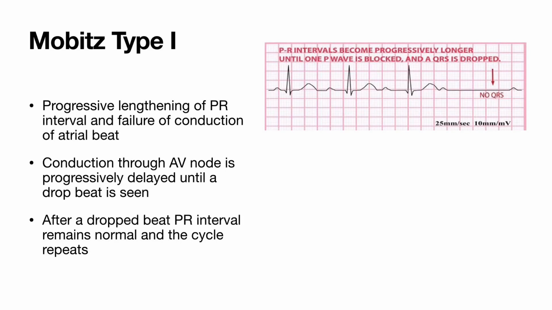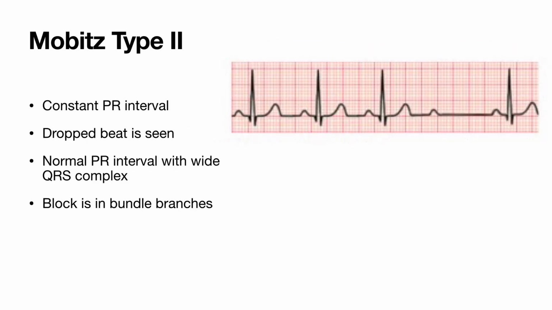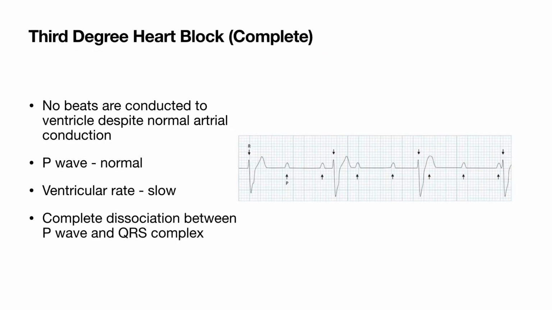The PR interval is gradually lengthening and warning you, I am about to drop a beat. Mobitz type 2 AV block. Here the PR interval is prolonged and constant, but somewhere you drop a beat. Third degree AV block. Here, atria and ventricles contract independently on their own. Constant PP interval, constant RR interval. But every P wave is not followed by a QRS complex.